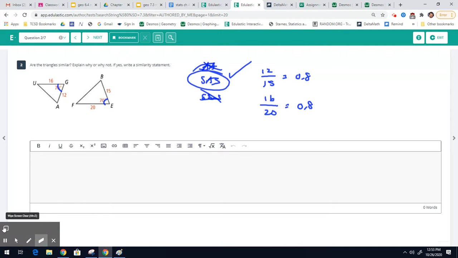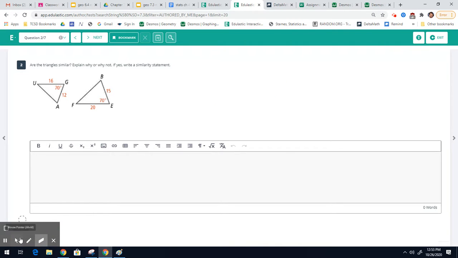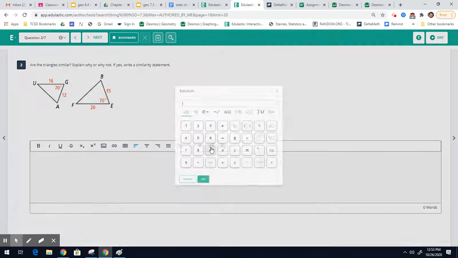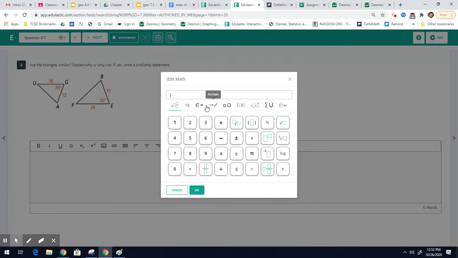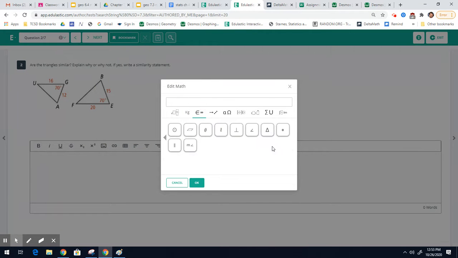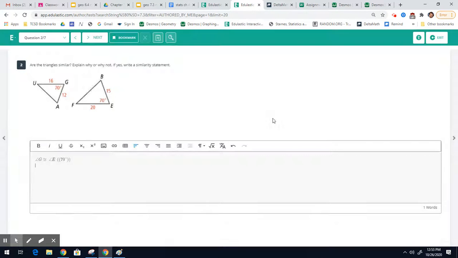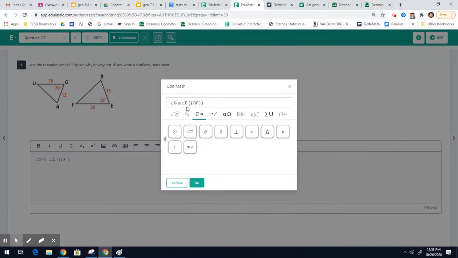Okay, so now I have to just write it all out. Here comes my math type. So let's talk about the angles first. So we know that angle G is going to be congruent to angle E. And again, it's because they're both 70 degrees, right? It's labeled. Okay. I got to be better. 70 degrees. Sorry about that.